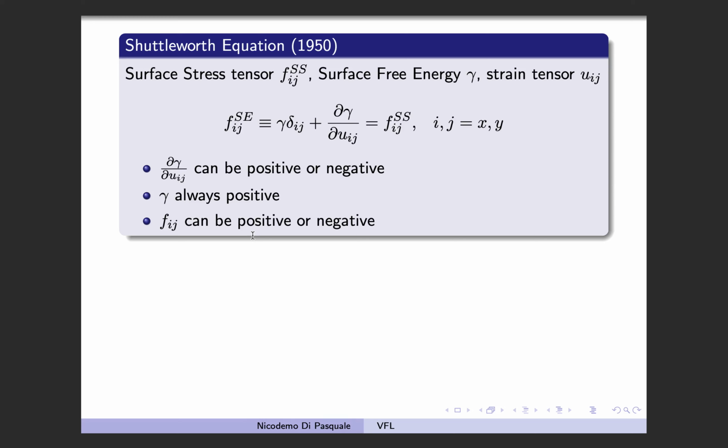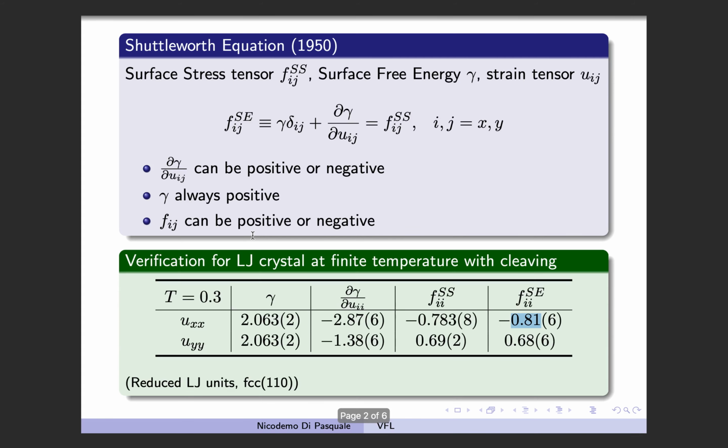The properties of an interface can be described in terms of surface stress, which represents the work needed to stretch an interface, and surface free energy, which represents the work needed to create a new interface. The relationship between these two quantities was derived in the 50s by Shuttleworth. We used molecular dynamics and statistical mechanics to check the consistency of the Shuttleworth equation.